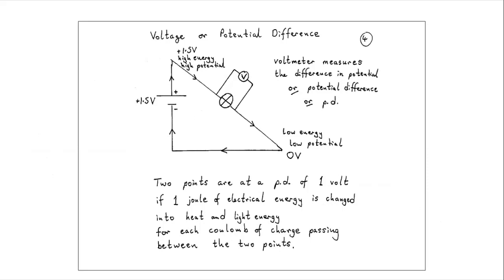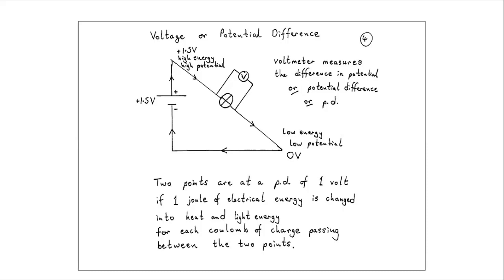Voltage or potential difference. Right, this is a little bit more involved. And I've shown you a cell, a lamp. Now, let's imagine that we've got electrons flowing from the cell upwards and down this slope, coming downhill, perhaps losing energy like you would do if you were riding a bicycle downhill.